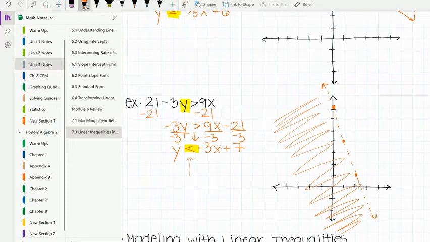So anything that I just shaded makes the inequality true. So a point over here is not true. Over here is not true. Here is true, okay? And then again, anything on the line would not be true because it is a dashed line.